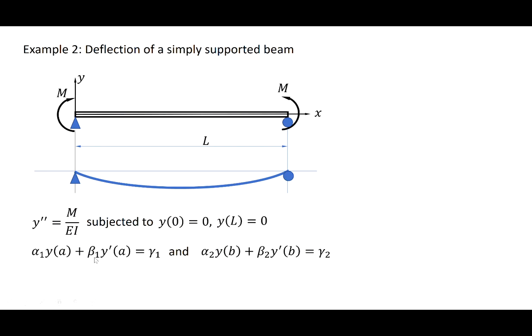You see the idea? So, by letting alpha 1 be 1, beta 1 be 0, and in fact gamma 1 also be 0, and a be 0, this just reduces to y of 0 equals 0. Similarly, alpha 2 equals 1, beta 2 equals 0, gamma 2 equals 0, b on the other hand equals l. This reduces the whole thing down to y of l equals 0.